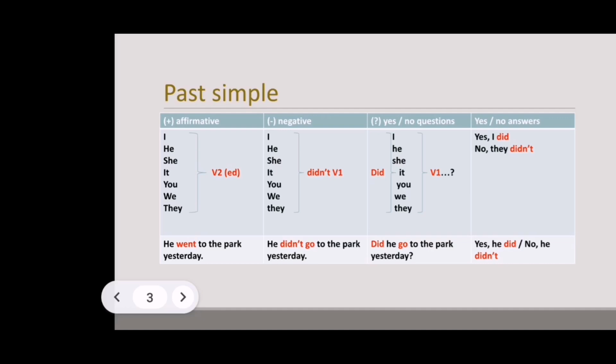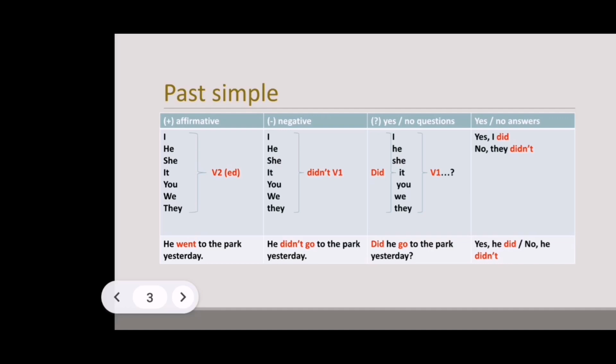Okay, now the past simple and its structure. For all the pronouns, we use the second form of the verb if it is an irregular verb, or ed if it is a regular verb. For example, he went to the park yesterday. Go, went, gone, the second form of the verb.